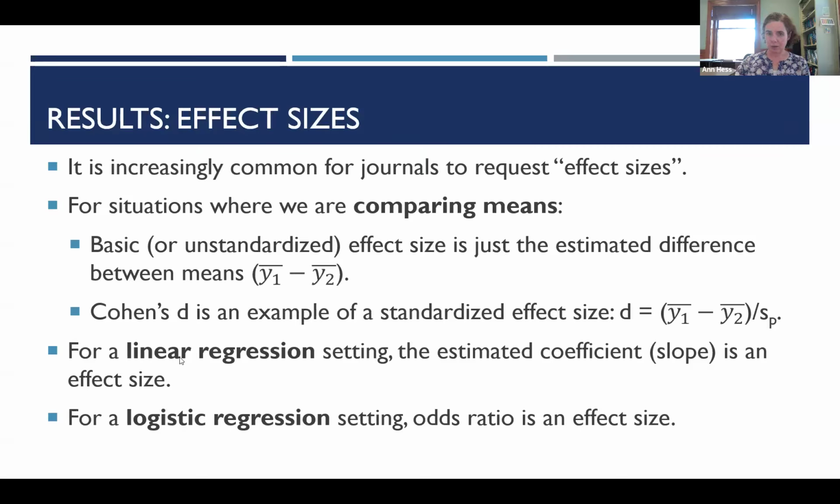But let's think of other examples. So for a linear regression setting, maybe a multiple regression, the estimated coefficient or slope is the effect size. For a logistic regression setting, the odds ratio is the effect size. And my point here is effect size is just a generic catch-all, but most of the time I think people are familiar and are already presenting this kind of output. And it is totally fine to say in your methods section, the odds ratio is our measure of effect size, for example.